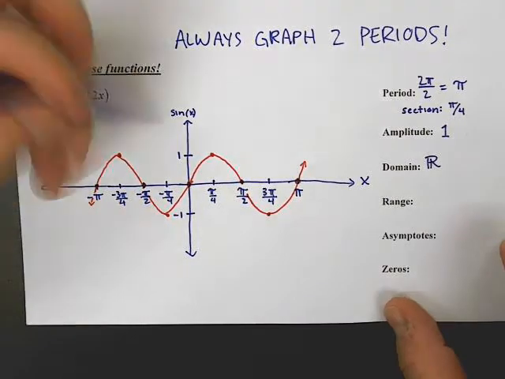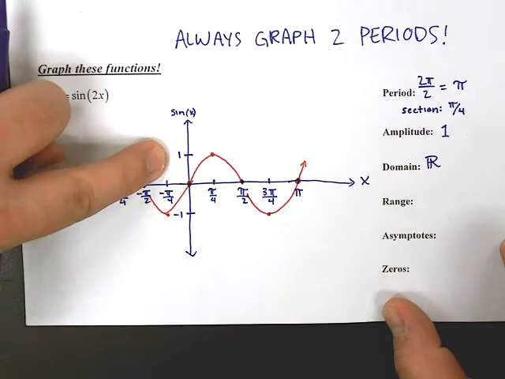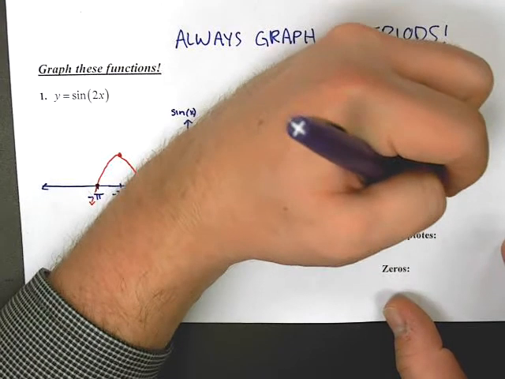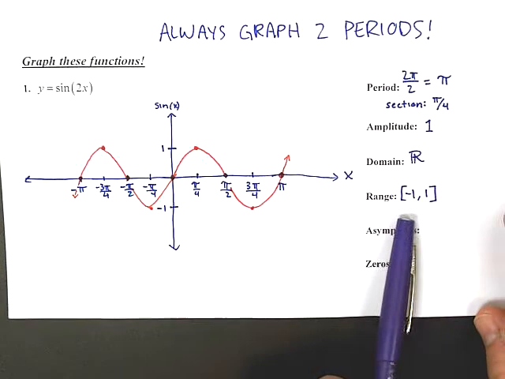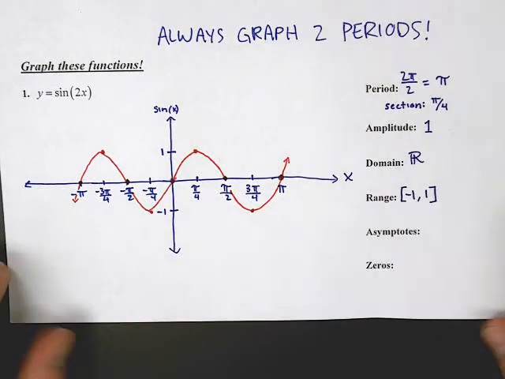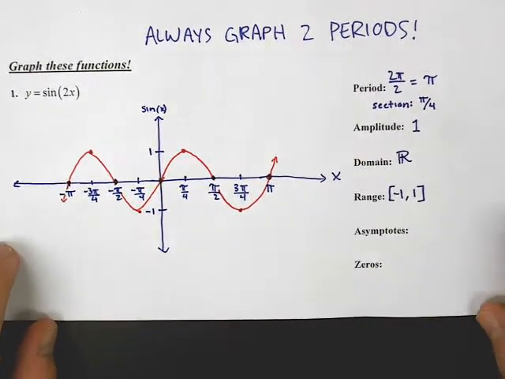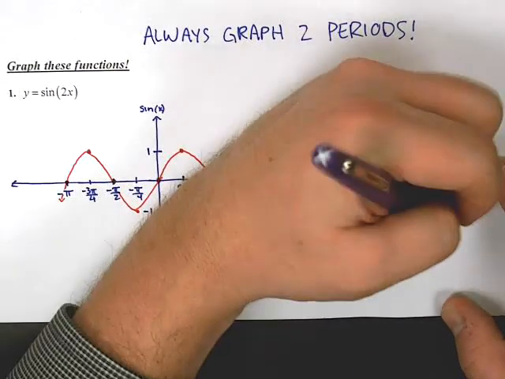My range, what's going on here? I'm going from a minimum of -1 up to a maximum of 1. So -1 to 1. Hopefully you agree with me that these should be closed brackets. Why? Well, because they can equal -1 and 1. Now, if we look at this right now, we do not see any asymptotes, right? There's no vertical asymptotes, so I'm going to put a dash through it.